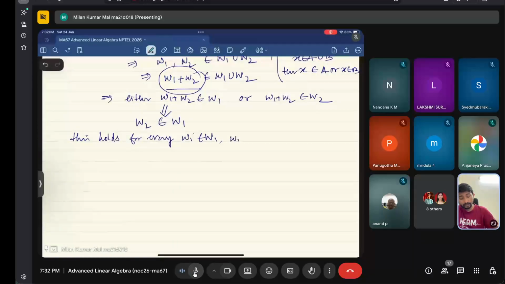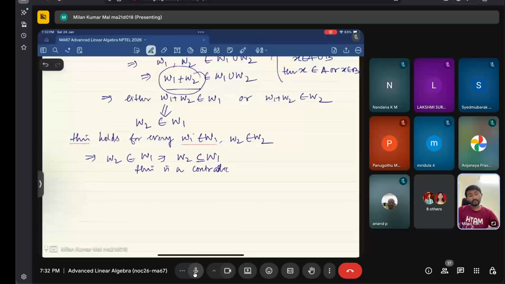So that implies that every W2 is in W1. That implies W2 is a subset of W1. This is a contradiction. And similarly here, what will give W1 belongs to W2. That implies W1, and this is true for any W1. You can start with any W1, W2. Okay, W1 is a subset of W2. That is a contradiction.